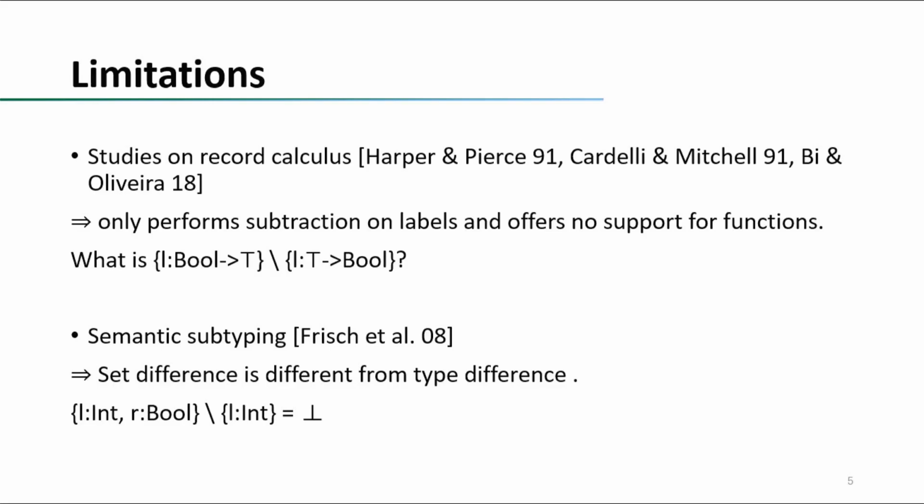Because the multi-field record is a subtype of the single-field record, in set interpretation, it will be interpreted as a subset minus its superset, which equals the empty set in set theory. And in semantic subtyping interpretation, the empty set is equivalent to the contradiction or the bottom type. But what we want is only to remove the L component inside this multi-field record and keep the R component. And that's why both branches of work don't work for our type difference.